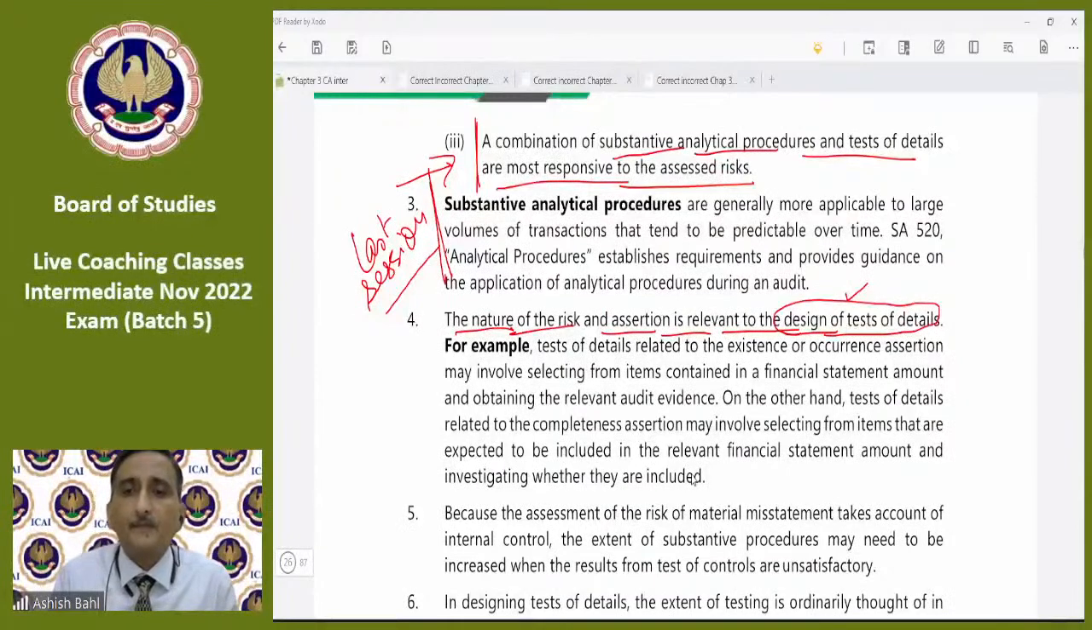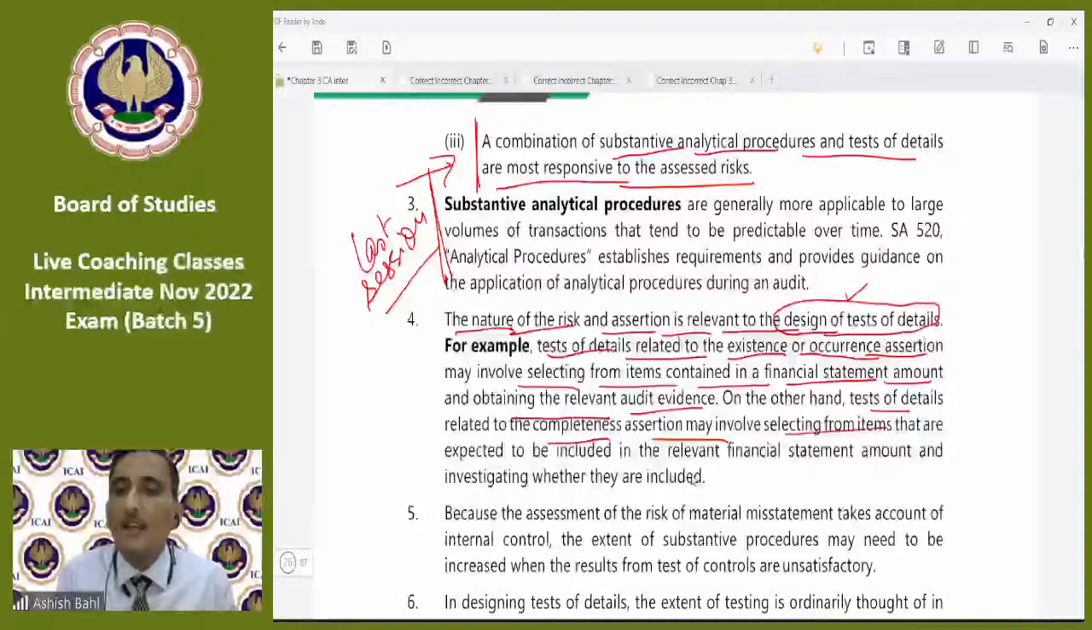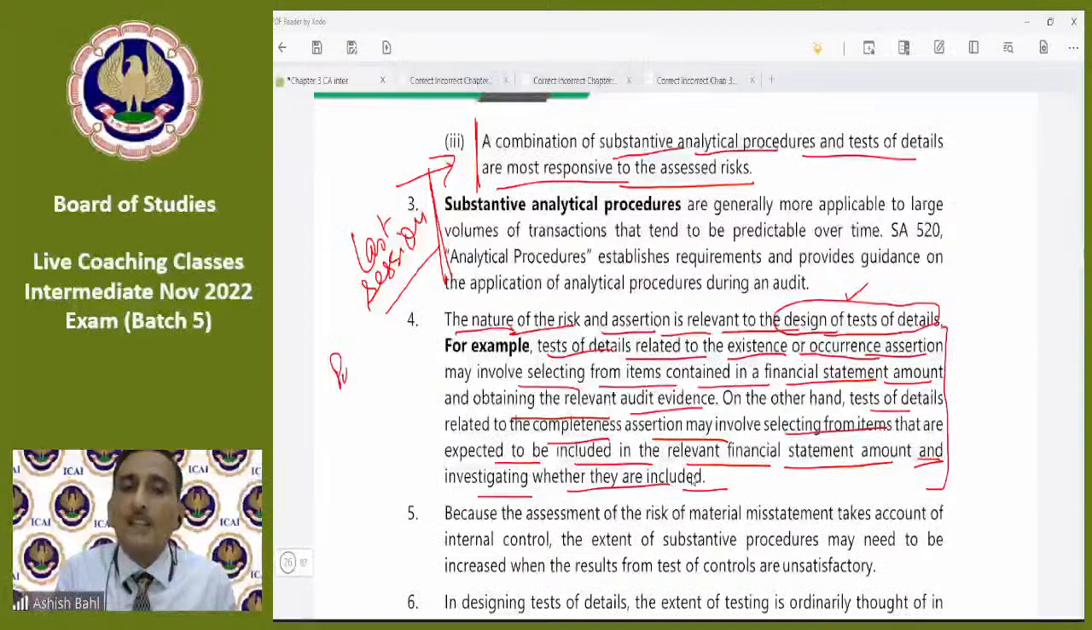Okay, the example is given in your module: tests of details relating to the existence or occurrence assertion may involve selecting from items contained in the financial statements and obtaining relevant audit evidence, whereas tests of details relating to the completeness assertion may involve selecting from items that are expected to be included in the relevant financial statement amount and investigating whether these are in fact included. Say guys, take the example of purchases.